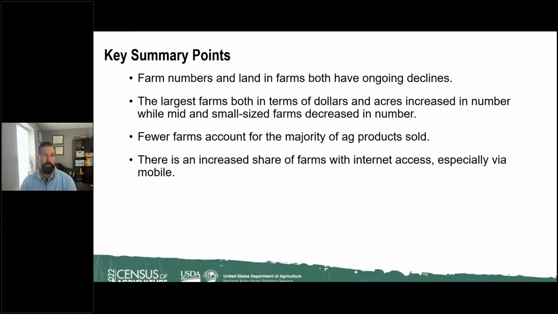Next slide, please. Okay, and to recap here, farm numbers and land in farms have both declined. There continues to be more of the largest farms. Fewer farms account for most agricultural products sold, and there was an increase in internet access, especially via mobile.